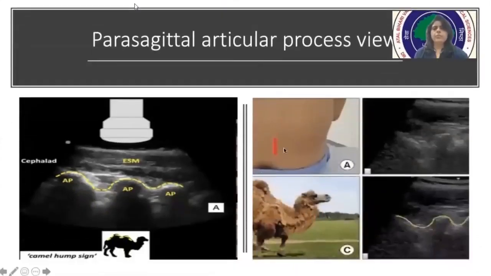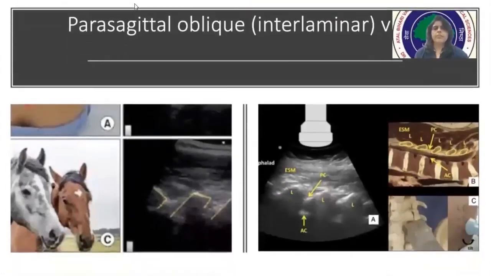Now if you slide your probe slightly medially, you can see the articular process. That blip of hyperechoic line will change into a continuous hyperechoic zigzag line. These resemble the camel hump. So once you move your probe to the articular processes, you can see these lines, and this is known as the camel hump sign.